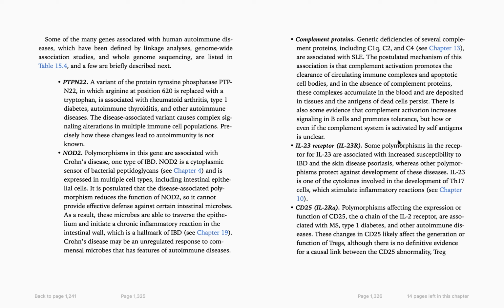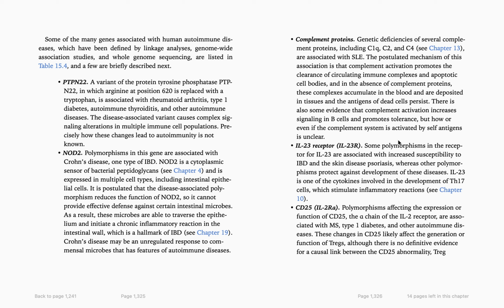NOD2. Polymorphisms in this gene are associated with Crohn's disease, one type of inflammatory bowel disease. NOD2 is a cytoplasmic sensor of bacterial peptidoglycan, as seen already in Chapter 4, and is expressed in multiple cell types, including intestinal epithelial cells. It is postulated that the disease-associated polymorphism reduces the function of NOD2, so it cannot provide effective defense against certain intestinal microbes. As a result, these microbes are able to traverse the epithelium and initiate a chronic inflammatory reaction in the intestinal wall, which is the hallmark of inflammatory bowel disease, seen in Chapter 19. Crohn's disease may be an upregulated response to commensal microbes that has features of autoimmune disease.